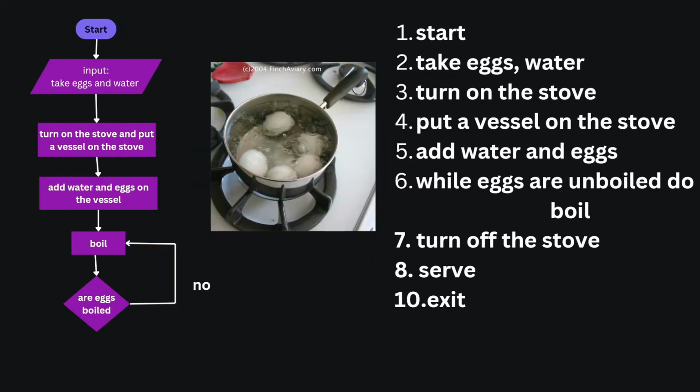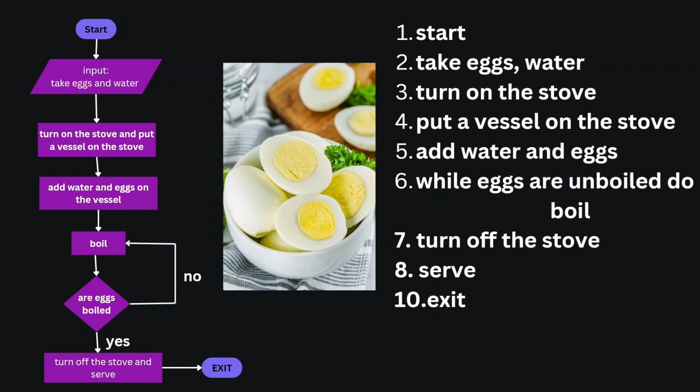While the eggs are boiling, there will be a condition: are the eggs boiled or not? If yes, it is boiled, so we will turn off the stove and serve. And if it is not boiled, we will keep boiling it until it is boiled. And then when it is boiled, we will turn off the stove and serve it. So the last step will be exit.